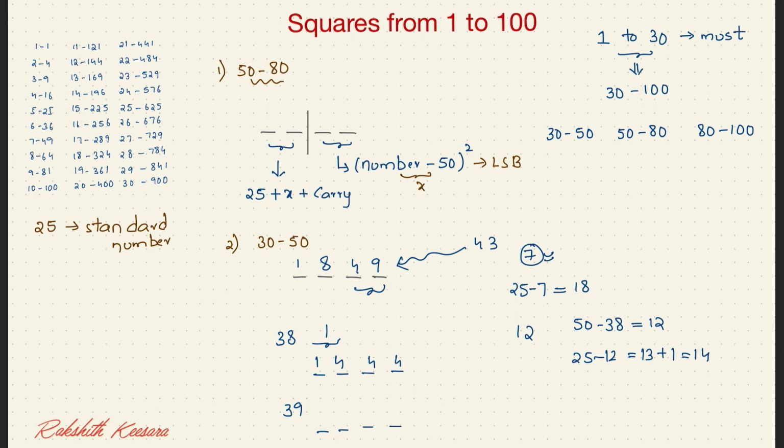Great. So let us find for 39 similarly. 50 minus 39 is 11. 11 11 is 121. So 21 I will write here, 1 is the carry. And 25 minus 11 is 14. 14 plus 1 is 15. 1521. Right?